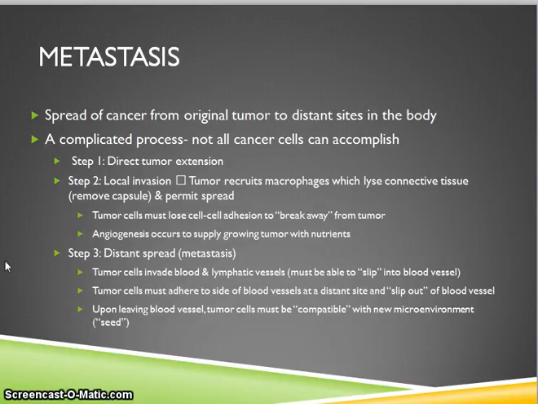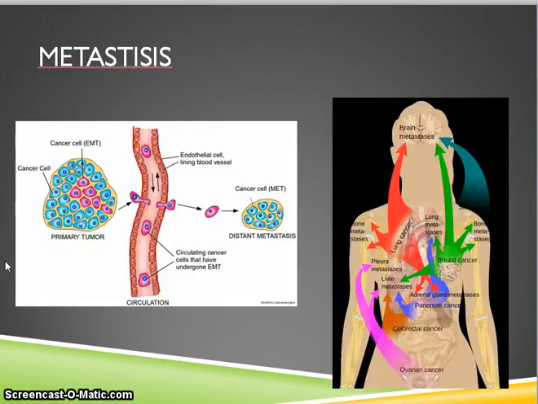The last part is metastasis, and this is where they spread distally. Right, the cells invade the blood supply and the lymphatic vessels. They slip out of the tumor and into these. They can adhere to the side of blood vessels when they get to distant sites and then slip out of the blood vessel into those surrounding tissues. And if they're in a tissue that's compatible with their needs, they will grow a new tumor in a different environment. Right, this is just some images or diagrams of how that happens.